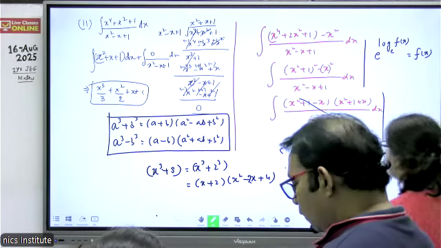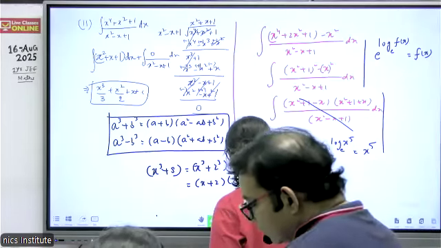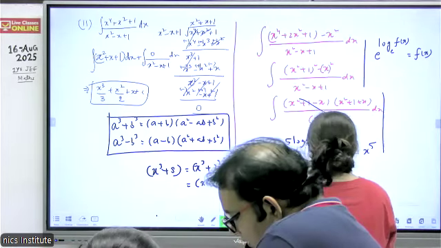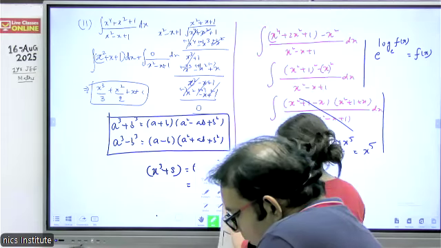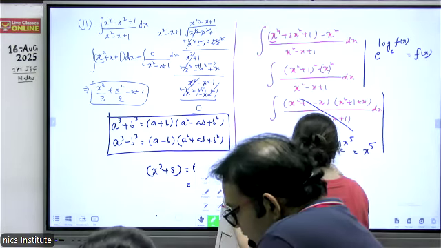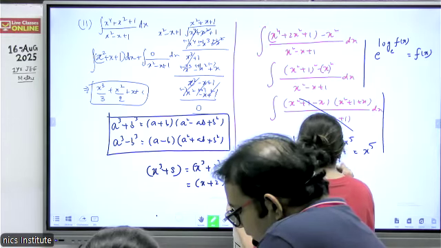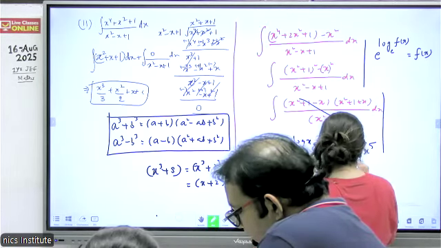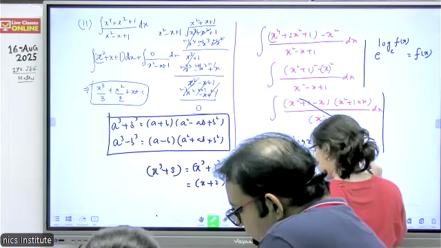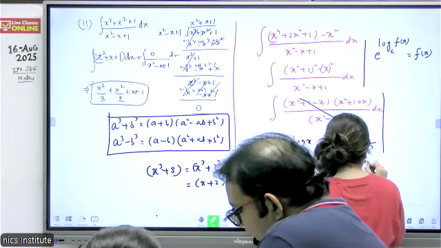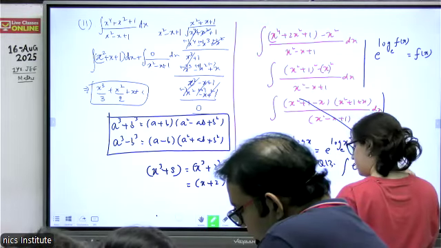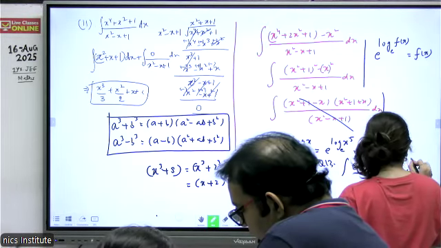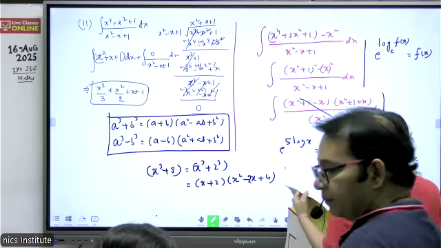Arey, why don't you use that? This is x power 5, x power 4, x की power 3, x की power 2. Then x power 4 common, x minus 1, x square common, x minus 1 dx. बस हो गया.